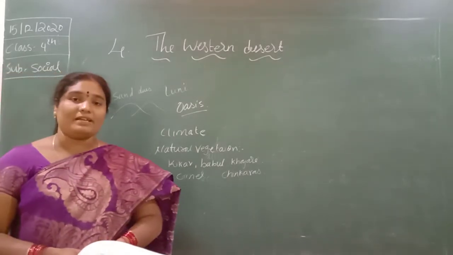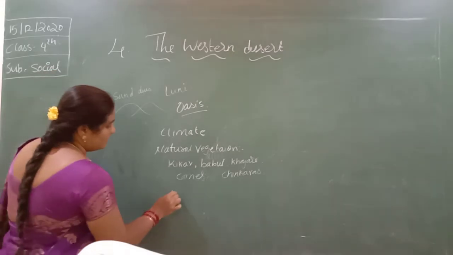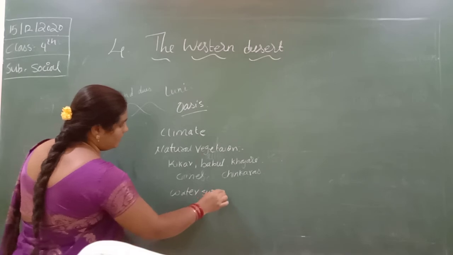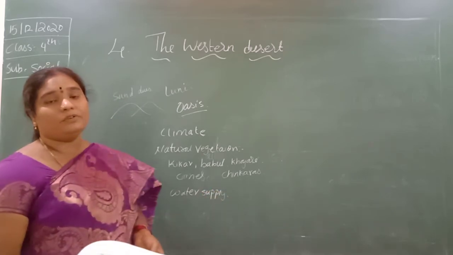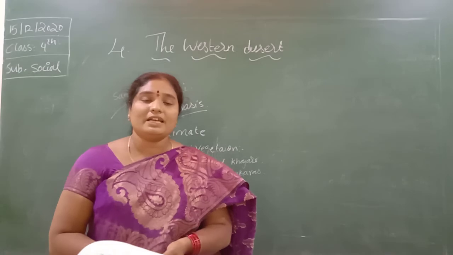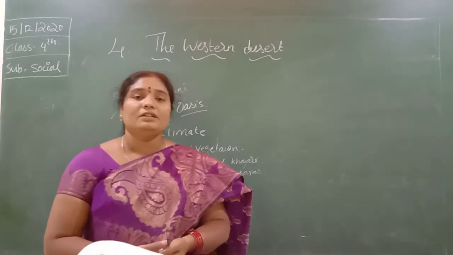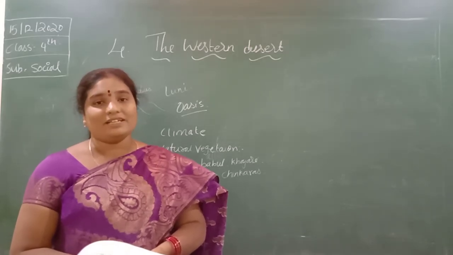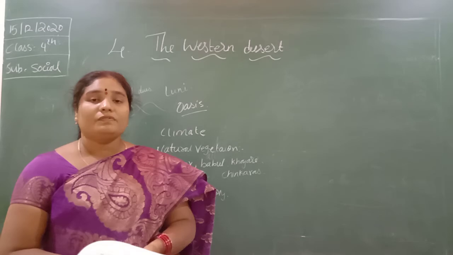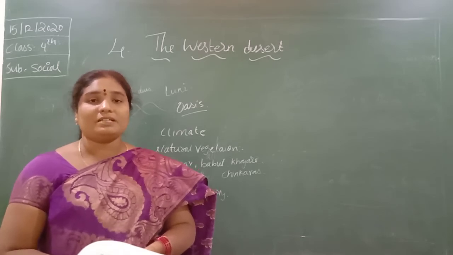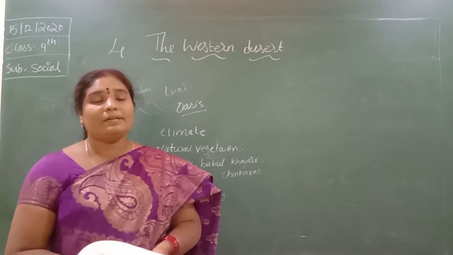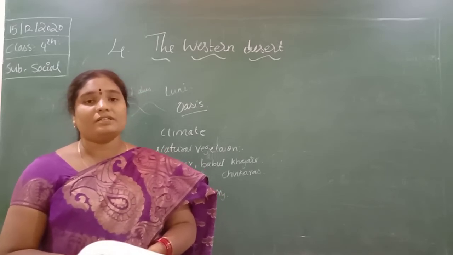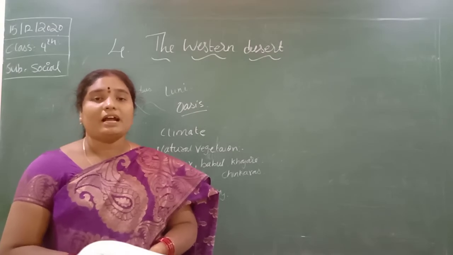And the water supply. There is no water and no rainfall. To protect their domestic animals and their people, the government is deciding to bring water from the Sutlej river for domestic use and irrigation. How do they bring the water from the Sutlej? By the Indira Gandhi canal.